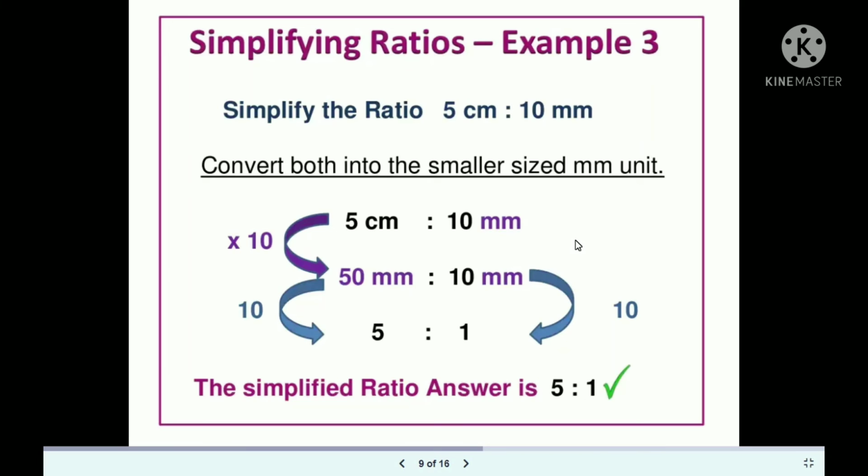Next, we have example number 3. Simplify the ratio 5 cm is to 10 mm. So, ang gagawin po natin, convert both into the smaller size, mm unit. So, ang 10 mm po, alam po natin na ang 1 cm is equal to 10 mm. So, meron po tayong 5 cm. Therefore, para magpareho ang unit, hindi pwedeng hindi magkapareho yan. Kailangan pareho. So, i-convert natin yung 5 cm into mm. So, times 10 lang po natin. 5 times 10 is 50 mm. So, we have now 50 mm is to 10 mm.